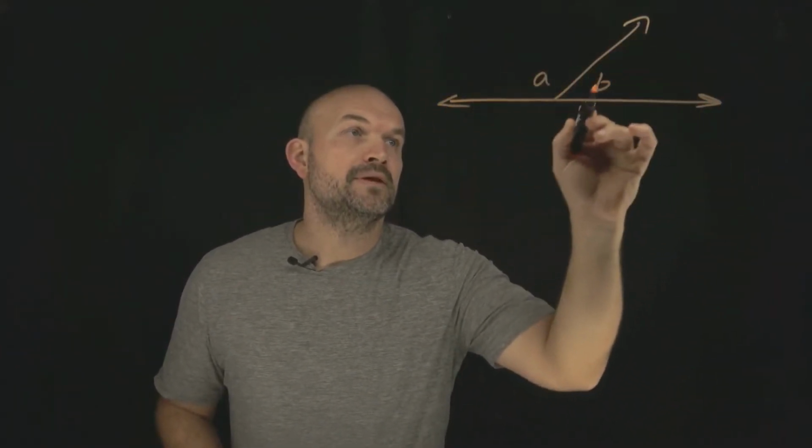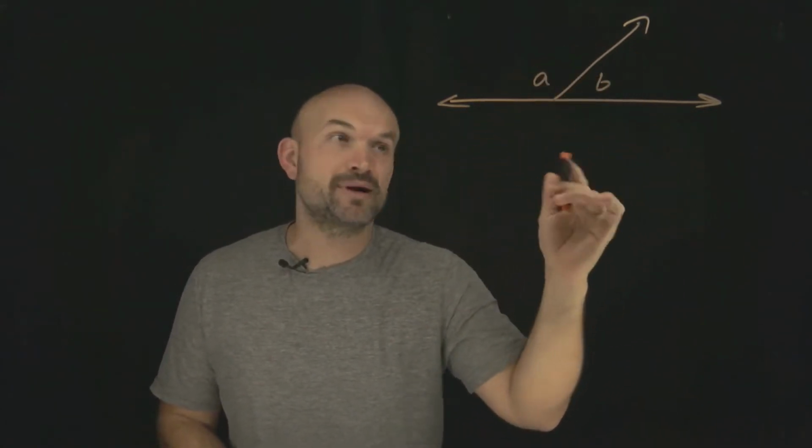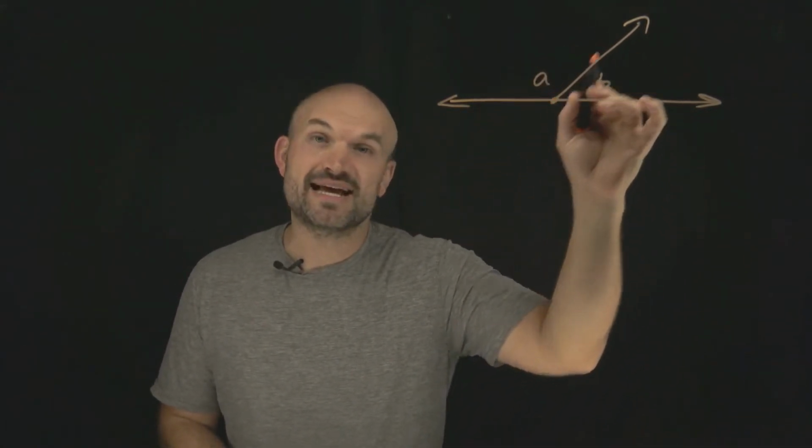What's up? In this video, what I want to do is quickly go over supplementary and complementary angles. Now, supplementary angles are two angles that add to 180 degrees. The two angles don't have to make up a straight line. These are actually also what we call a linear pair because they share a vertex as well as a line.